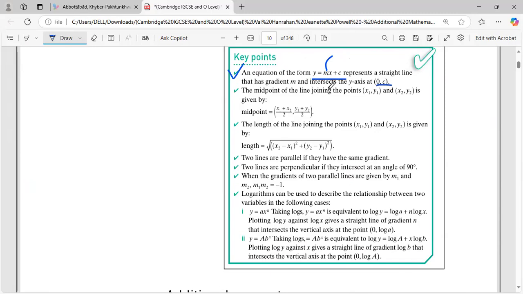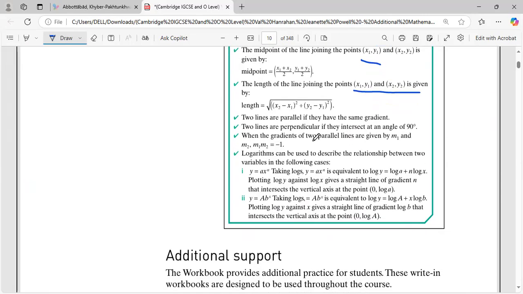The midpoint of the line joining the points: let's suppose you have 2 points on the Cartesian plane, so the midpoint will be this: x1 plus x2 over 2, and y1 plus y2 over 2. Next, the length of the line joining the points is given by the length formula: the square root of x2 minus x1 whole squared plus y2 minus y1 whole squared.